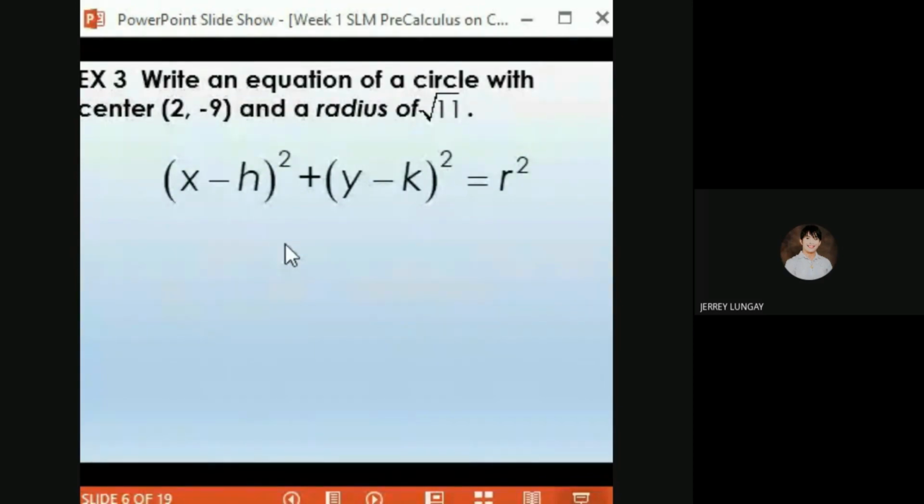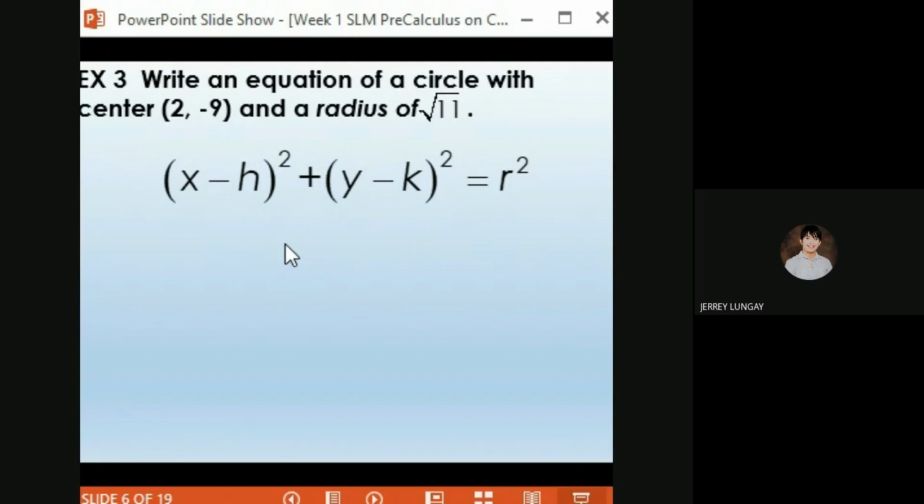No, I am not asking for the R, Igar. I am asking for the whole equation. What would be the final standard form equation of a circle from this example number 3? Again, taking the opposite signs of the center, 2 and negative 9, Ria Jean answered x minus 2 squared plus y plus 9 squared is just equal to 11.